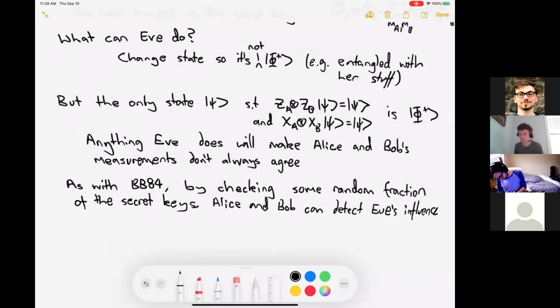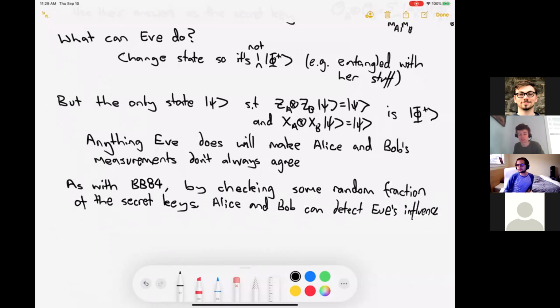I have a question about this actually. I might have missed this, I was busy for 1 second, but what's the proof, or how do we know that there's no other state for which these two operators in particular act as the identity? I didn't prove it to you, but you can just check.